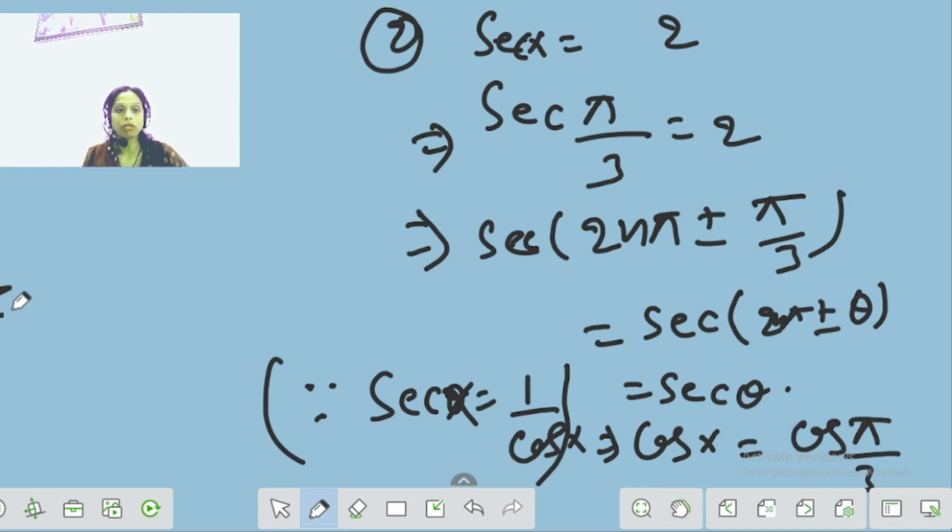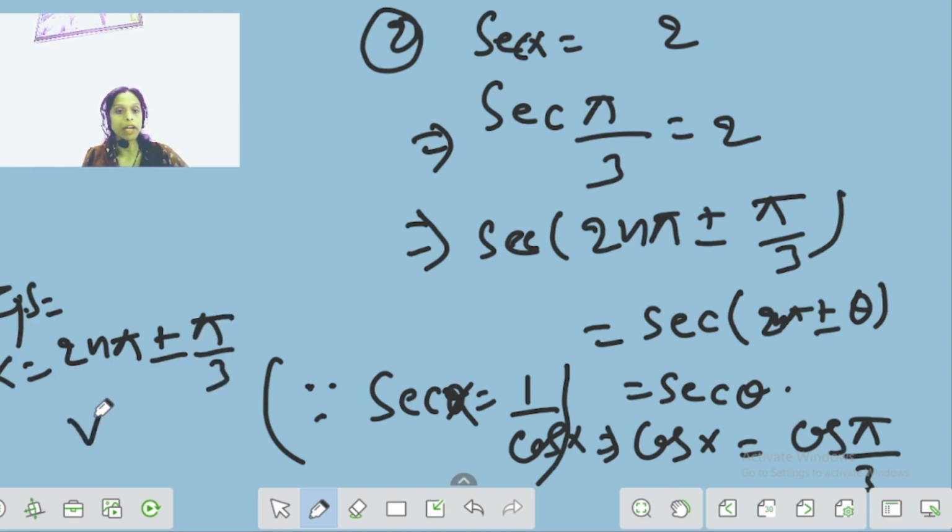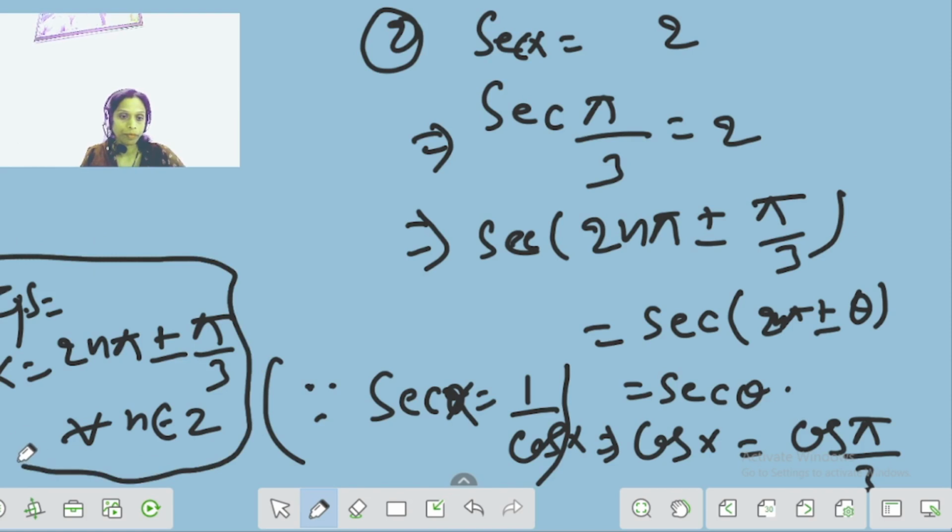If I find the general solution, then what would happen? x is equal to 2n pi plus minus pi by 3, for all n belongs to integers. Then this is the way to find the general solution. This is a solution and this is a general solution.